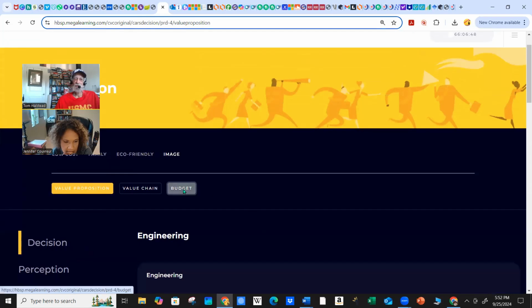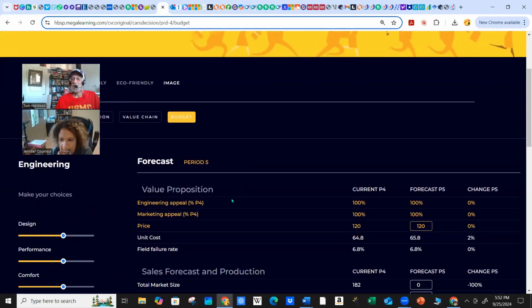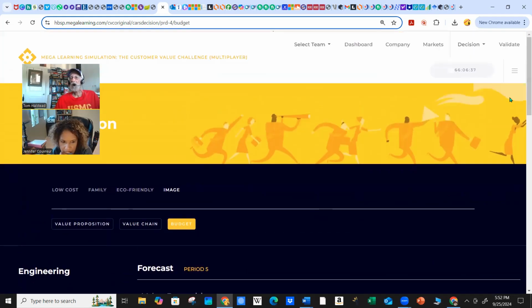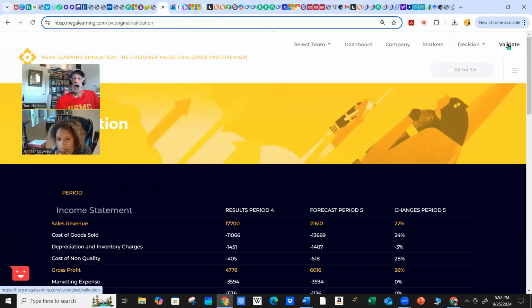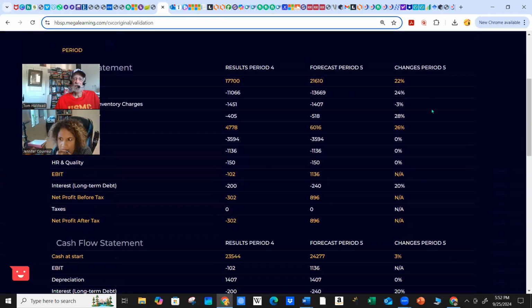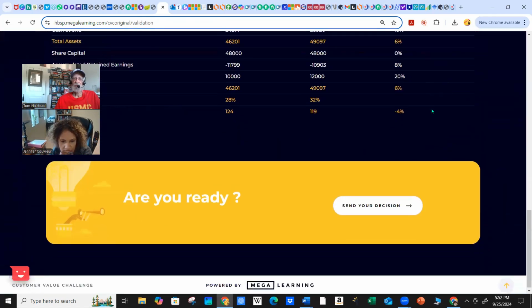They don't let you know what it is, but they have initial things set, like $40 for the price for low cost, 120, I think it is, for image. Yeah. And then this one, you do the same thing, two decisions, and you get to look at corporate, look at the budget. Let's see, period, cost of goods sold. Oh, okay, it's taking you that.